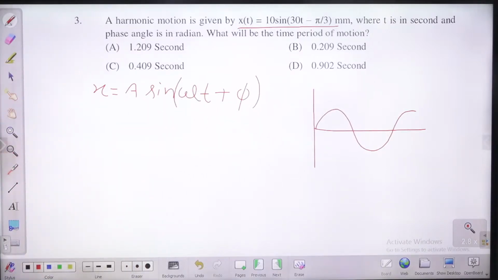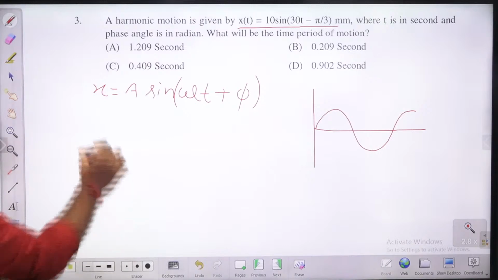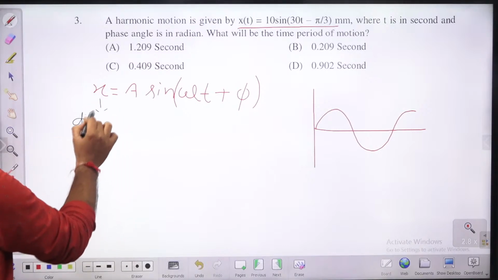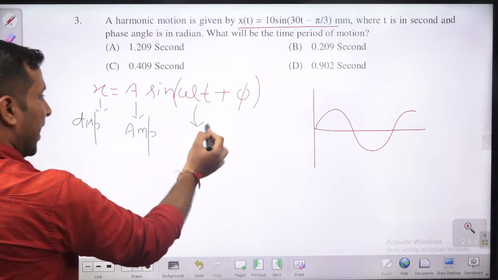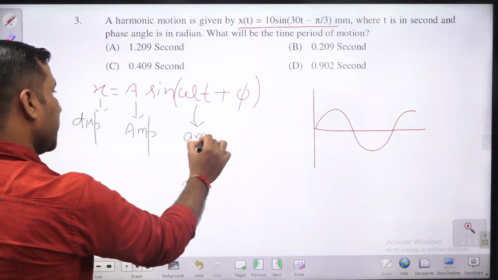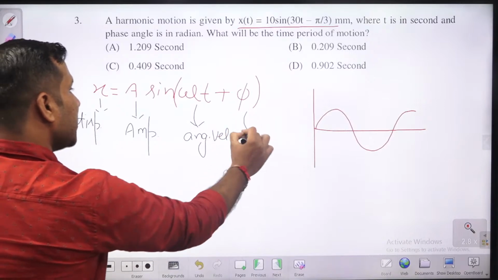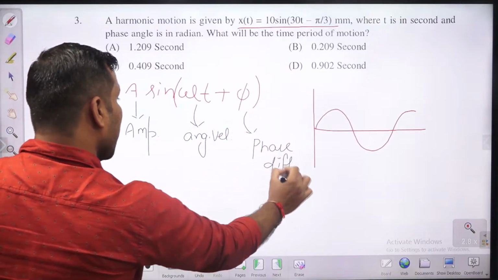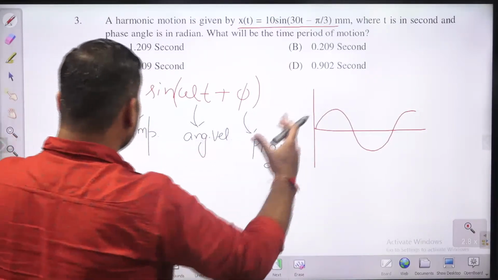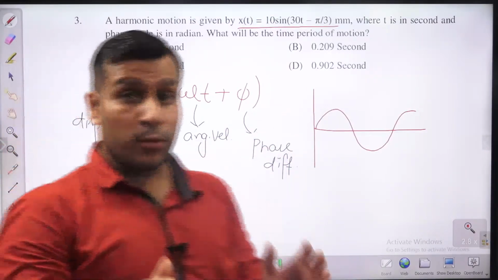So harmonic motion we represent it like that, where x is the displacement, this is the maximum amplitude. Okay, this is the angular velocity, and this is the phase difference, guys. This is the phase difference that you need to remember. This is a kind of representation of a harmonic motion.